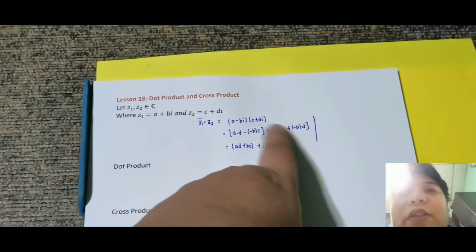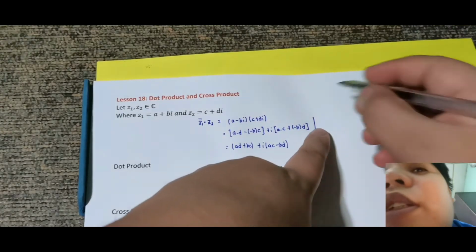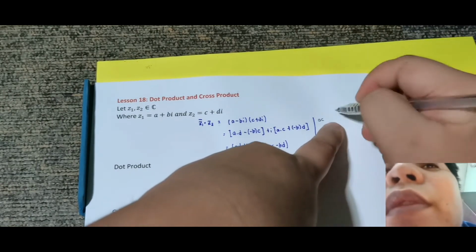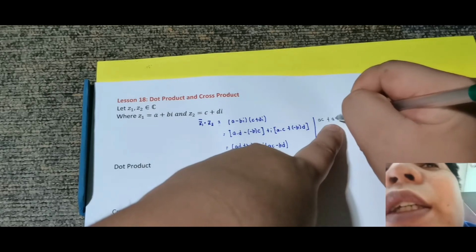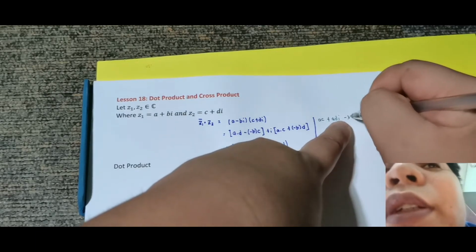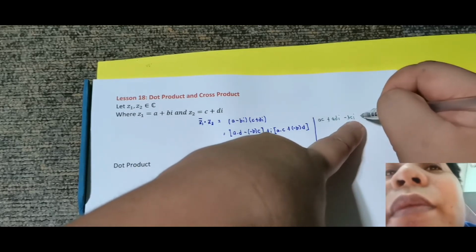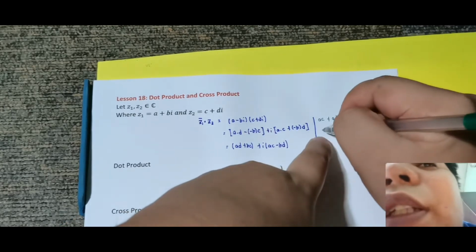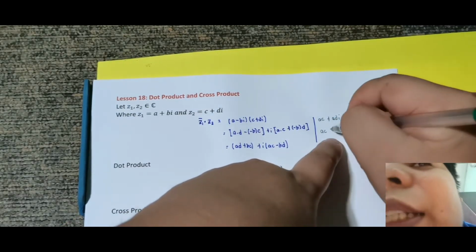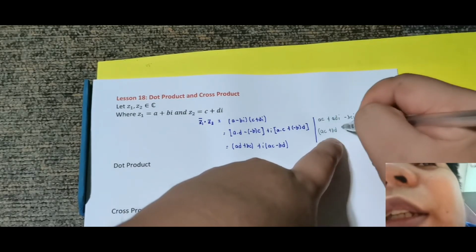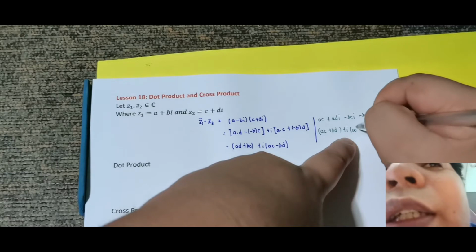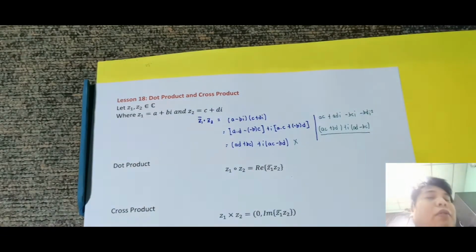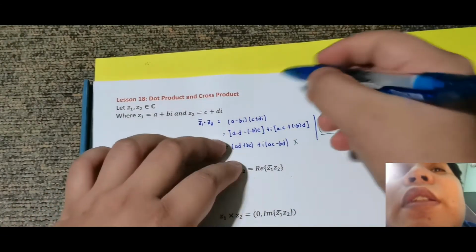Okay, so try multiply ko. That is AC, oo nga, AC, plus ADI, minus BCI, then minus BDI squared. So obviously this is AC plus BD, plus I times AD minus BC. Ayun, nagkamali si sir. Hindi ko alam kung anong ginawa kong solution dito.